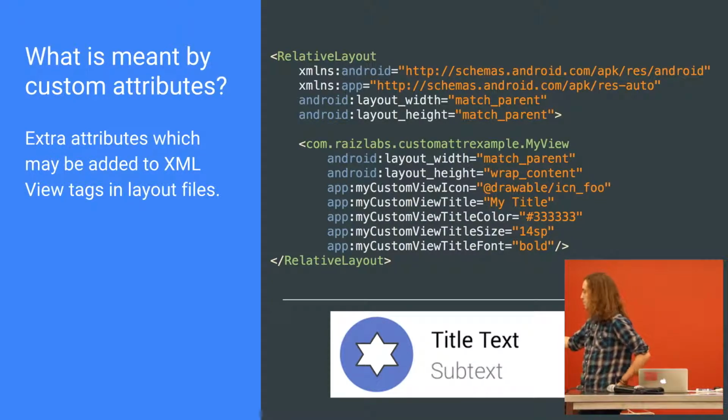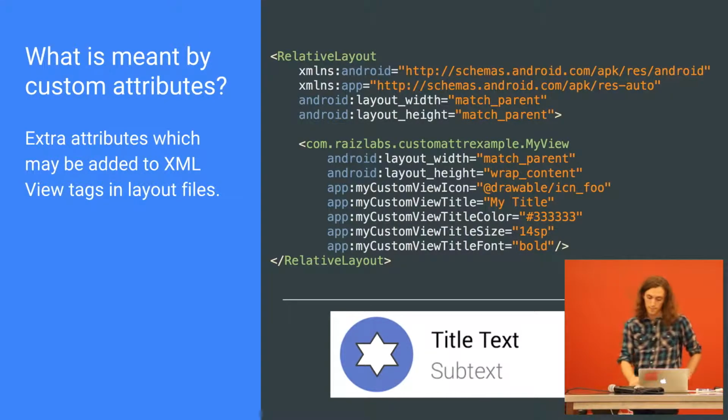So here we have an example of a simple custom view. Maybe it has an icon on the side, some sort of title, some sort of subtext. And the idea here is that you can add attributes that will take values just like any other view would, and you can populate your view based on that.